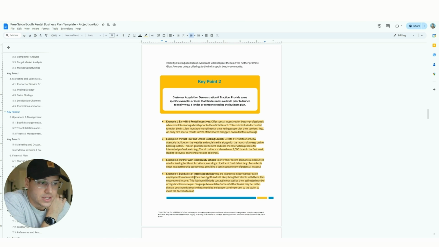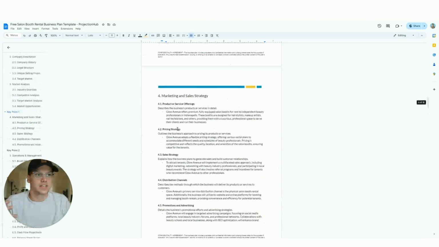I like this example here: build a list of interested stylists. Maybe you're starting to build up a list of potential tenants right when you leave, and they're going to bring their business with them too, right? So you're not starting at square 1, you're starting at square 4, because you've got 3 stylists plus yourself bringing all of your books of business to your independent booths. That's what the business is going to get started doing. So that's an example of traction.